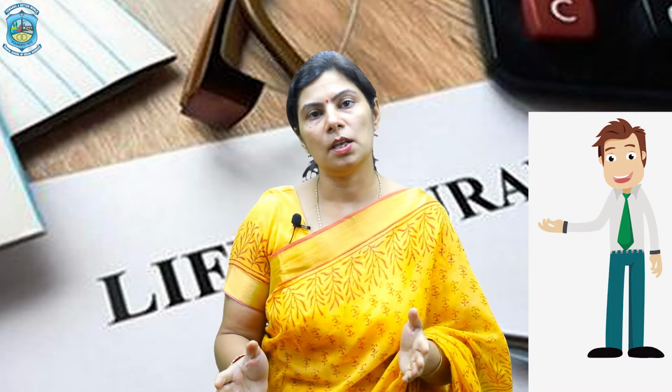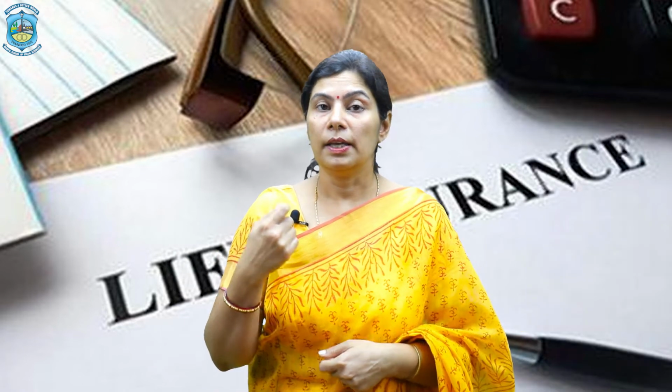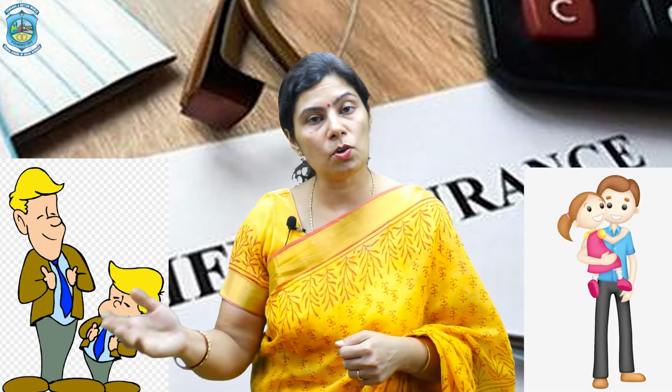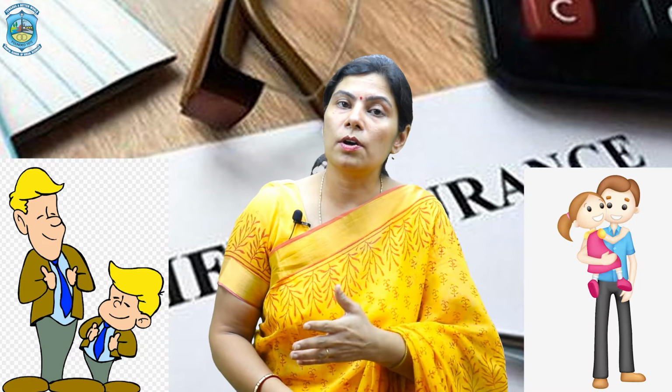In case of life insurance, a person is assumed to have unlimited interest in his own life. He is assumed to have insurable interest in the life of his spouse. A father is assumed to have insurable interest in the life of his son or his daughter, and a son or a daughter is assumed to have insurable interest in the life of his parents.